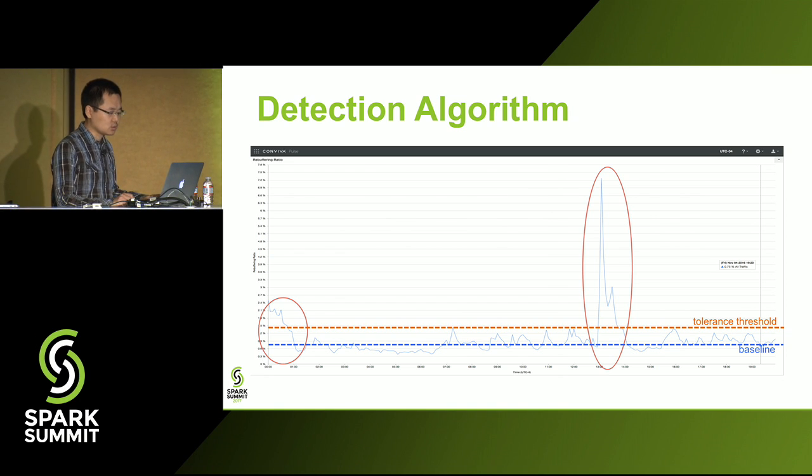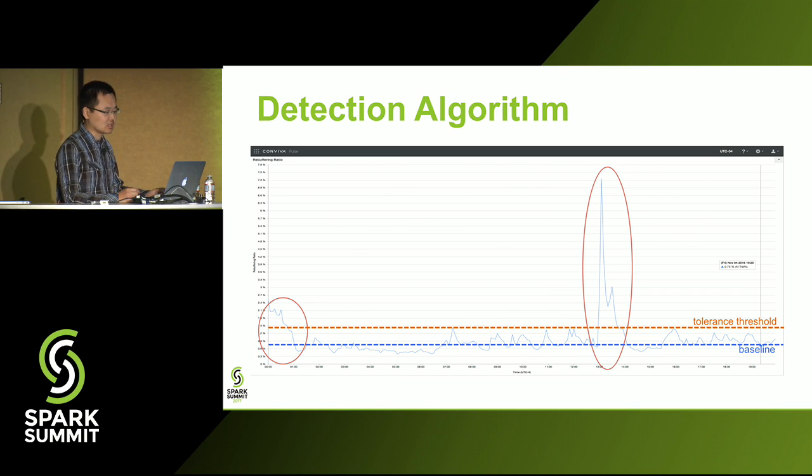Okay, so how do we detect anomalies? An anomaly is defined as a non-trivial spike in the time series of a quality metric. In this example, we have a time series of a quality metric called buffering ratio. We can see there are two spikes, a small one and a big one. Obviously, the big one should have more impact on the video quality.